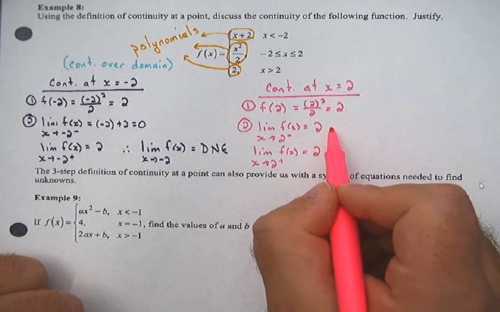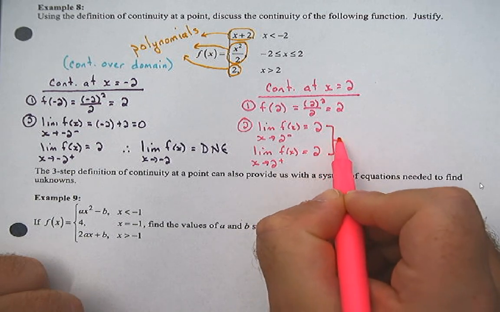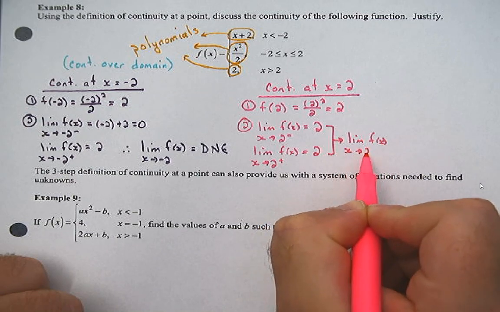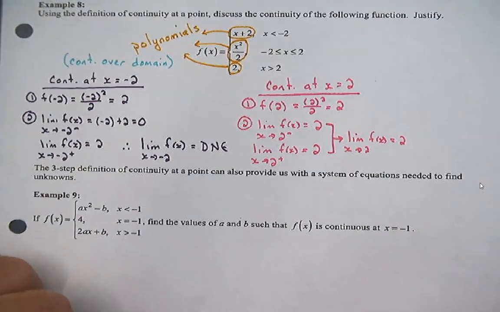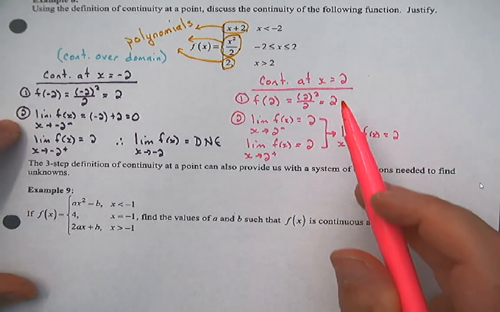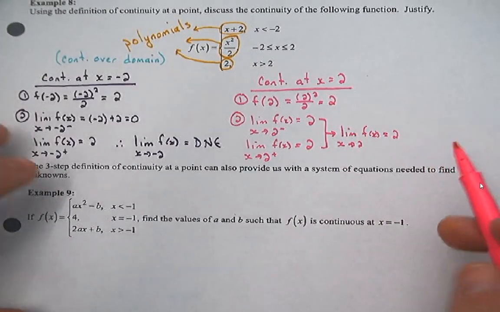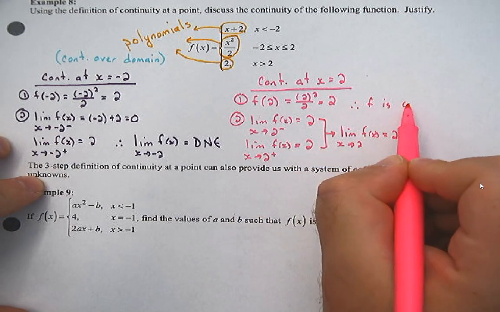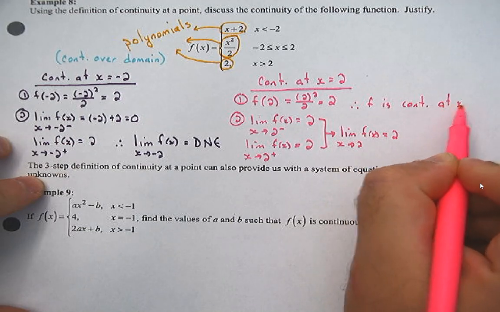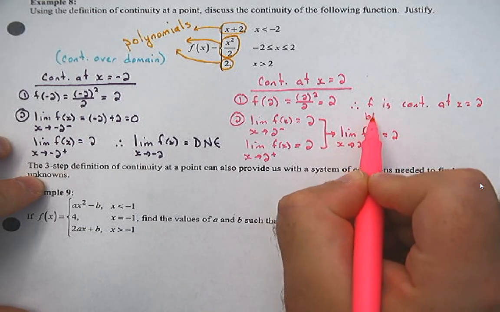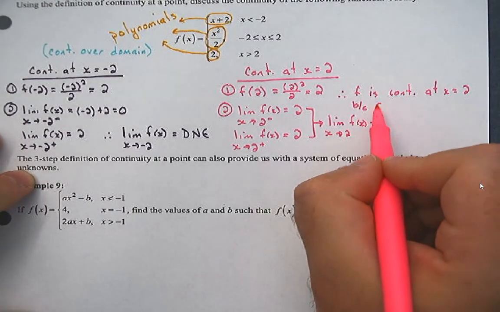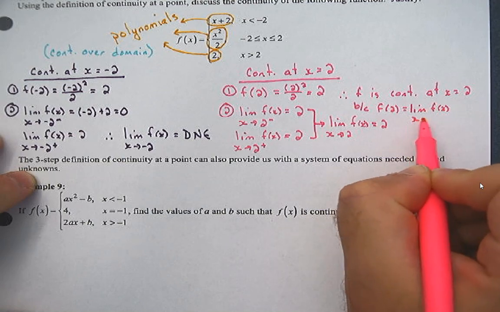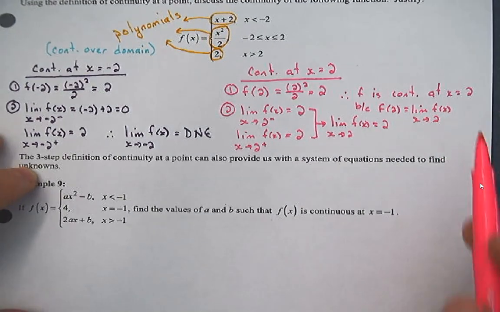If these are the same, then I can take these together and say that the limit of f of x as x approaches 2 equals 2. All right, life is good at 2. Now we want to do this last statement. So therefore, f is continuous at x equals 2. Why? Because f of 2 equals the limit of f of x as x approaches 2. Okay, so that's good news.